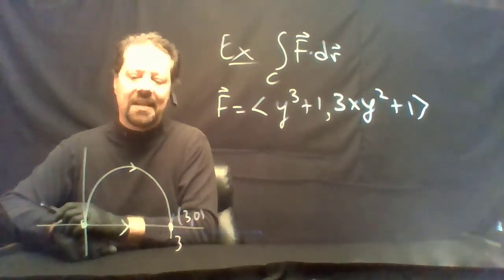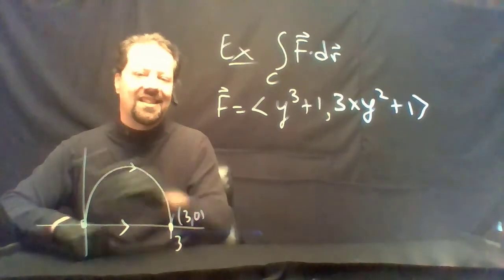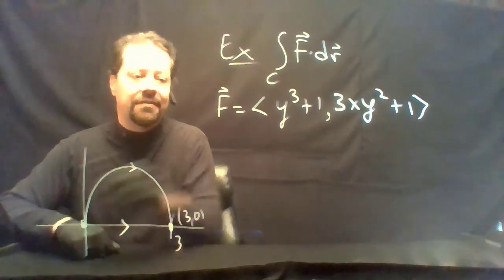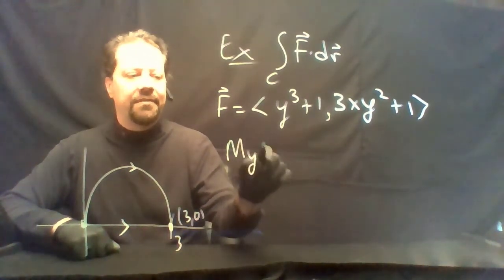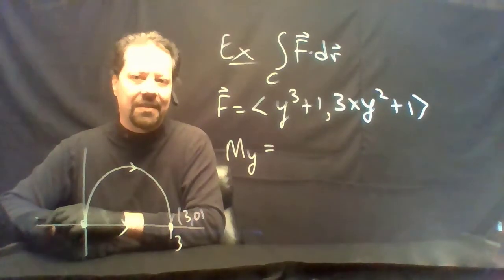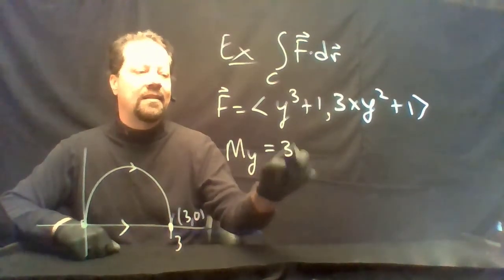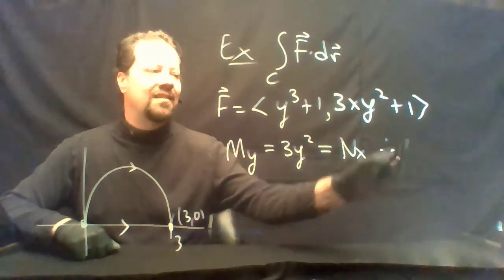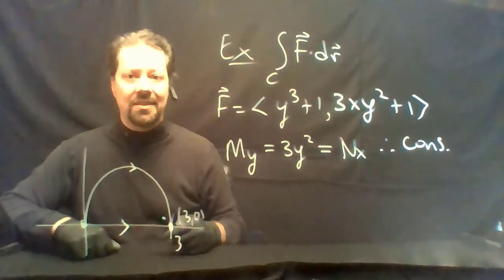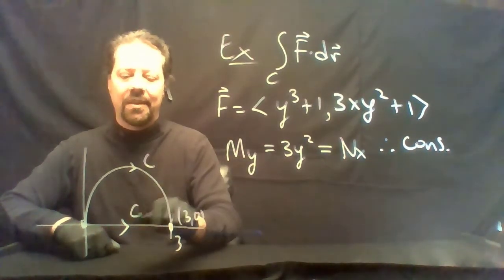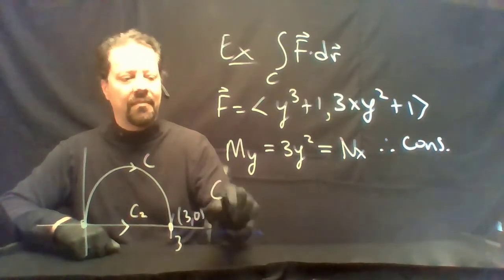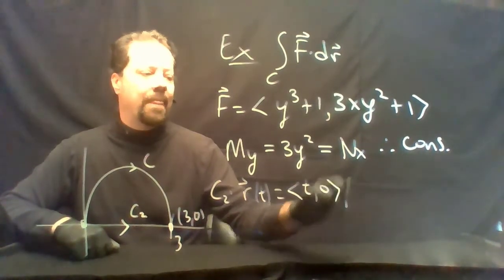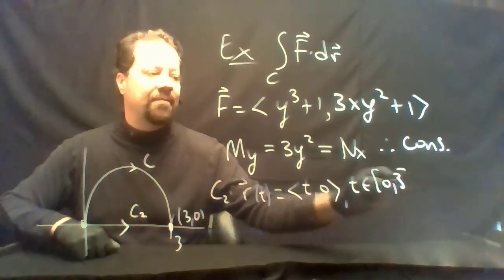But I don't know if I'll get the same thing on the two different curves until I know I get path independence. And to get that, I need to know whether or not the vector field is conservative. Is it conservative? We have an easy test for whether or not these vector fields are conservative. My is 3y squared, and that is equal to nx. The vector field is conservative, so I can replace my curve C with another curve, C2, parameterized as t comma 0, where t goes from 0 to 3.